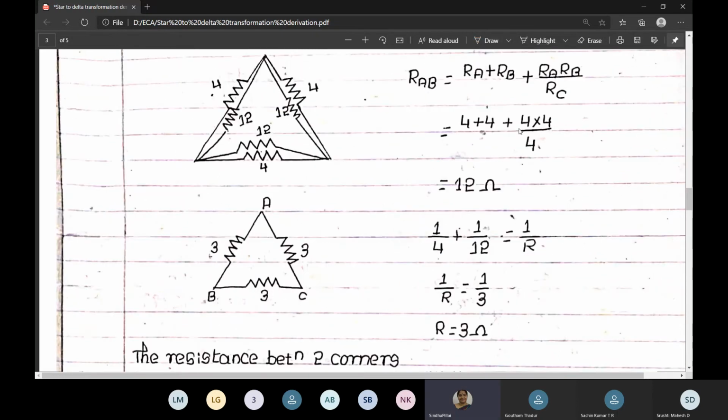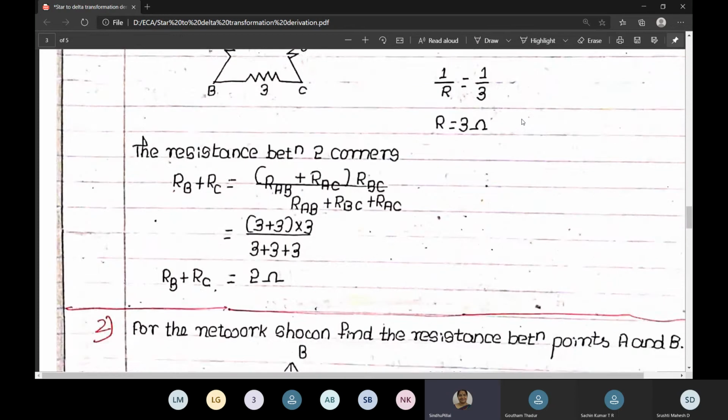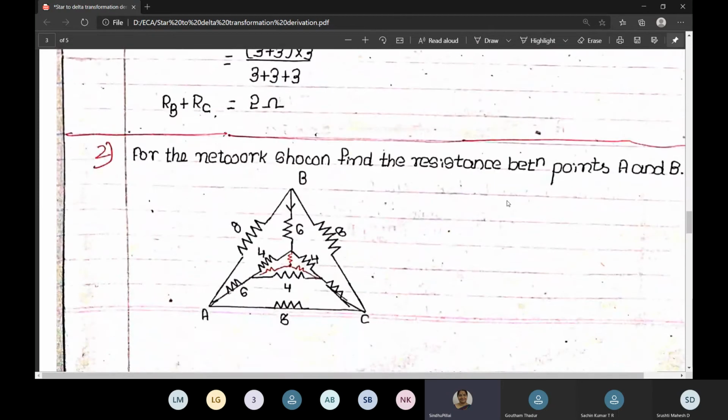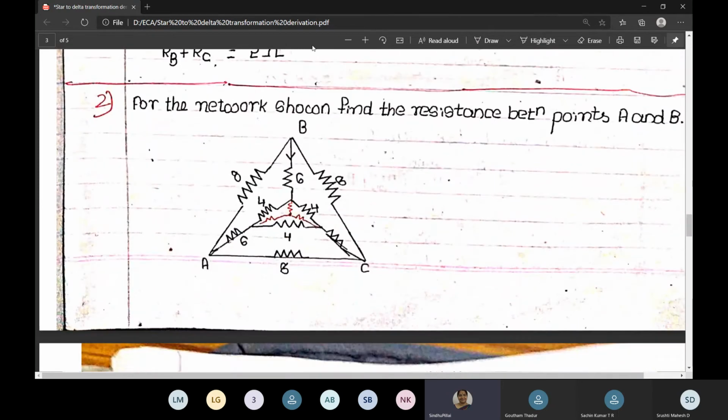One more example we'll see here. For the network shown, find the resistance between points A and B. Okay, between any 2 points A and B. So we have a network delta here, 8, 8 and 8. There is one more star, 6, 6 and okay, this is also 6 only. Next we have 4, 4 and 4.